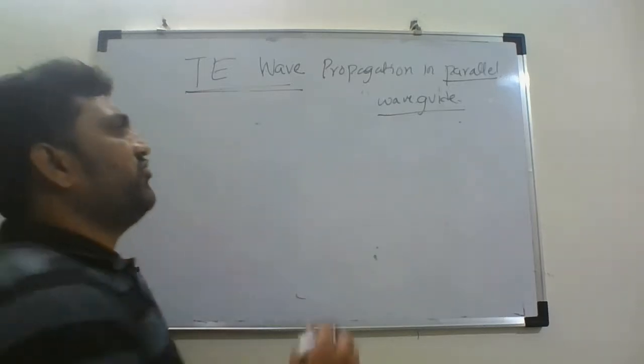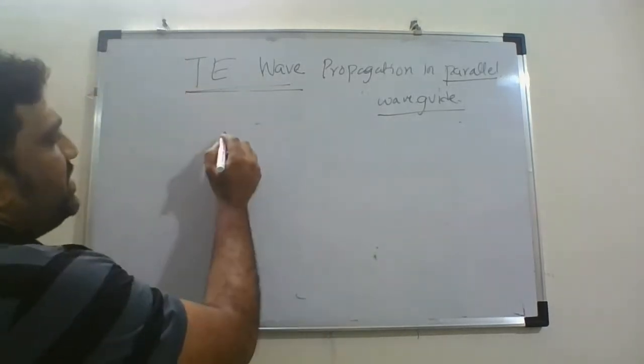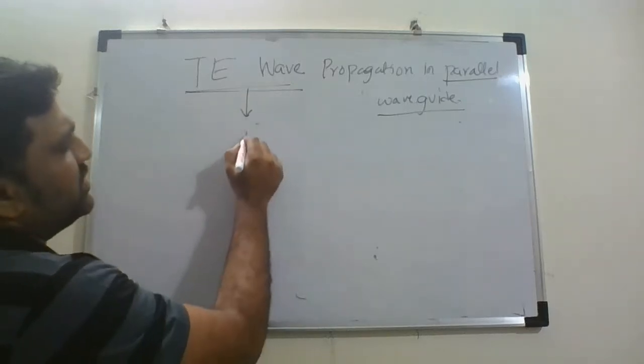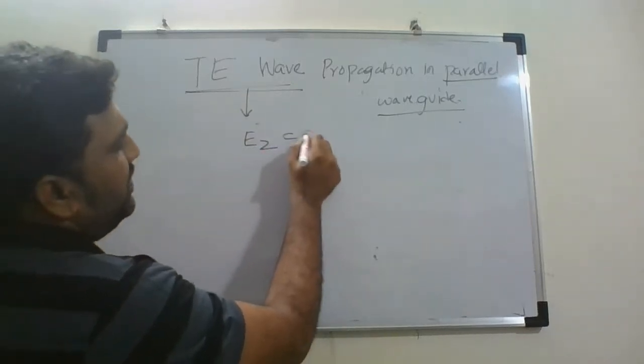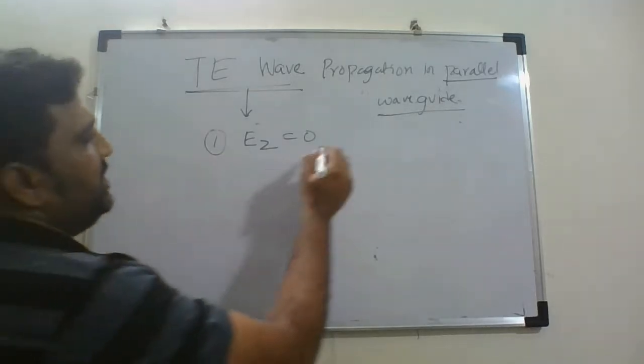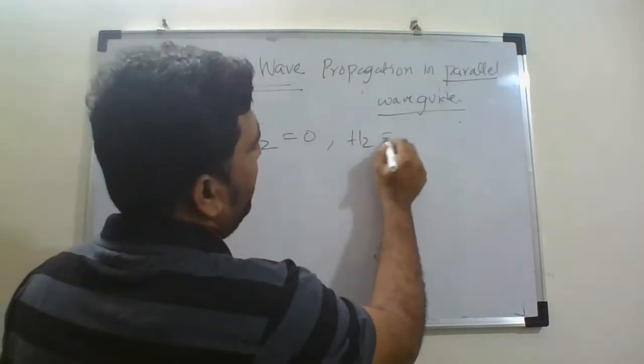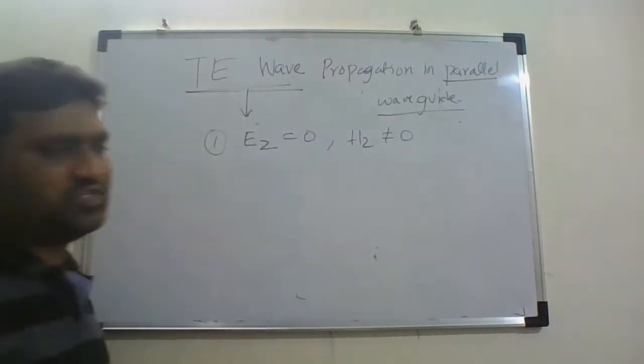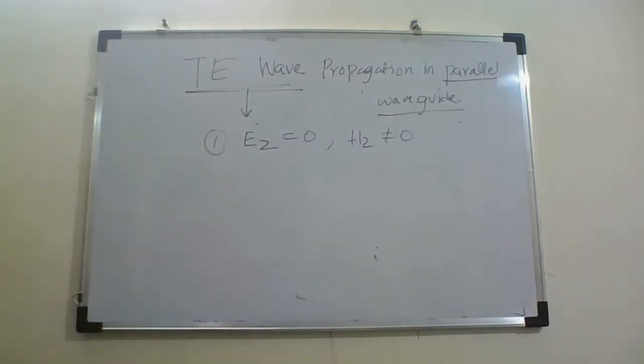Firstly, because this is a TE configuration, here the Ez value will be equal to 0. The first point that we have to notice is that Ez will be equal to 0 and Hz will not be 0.